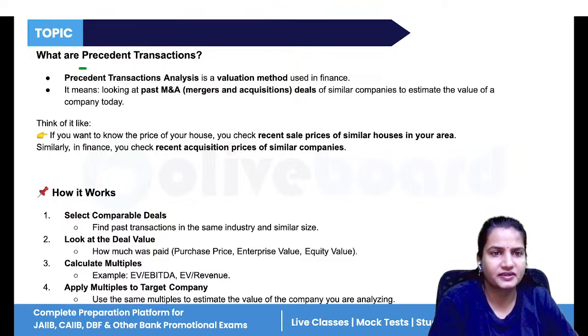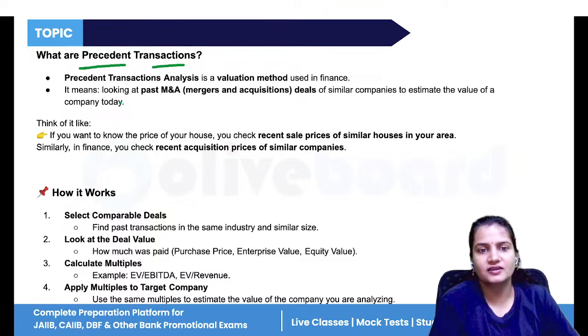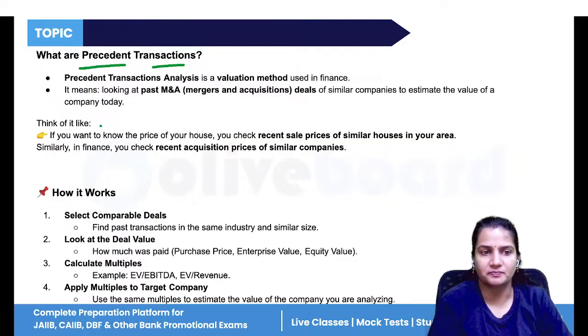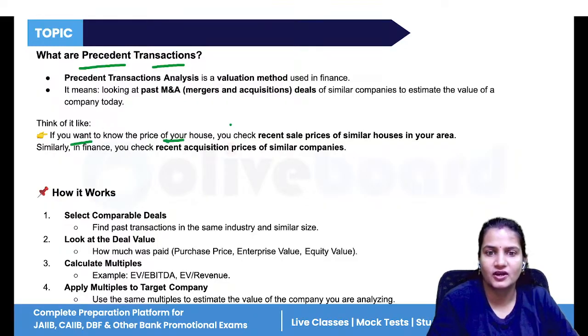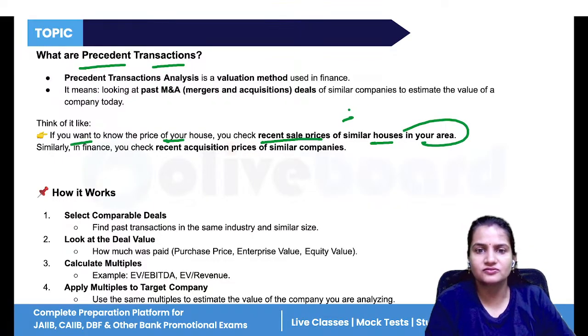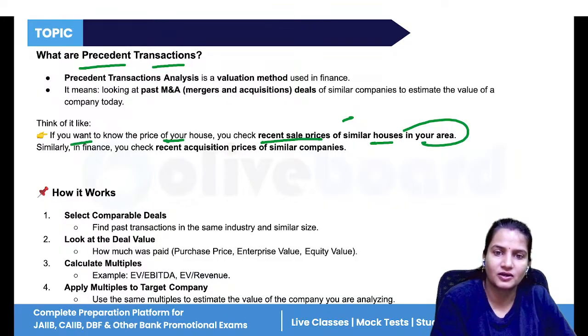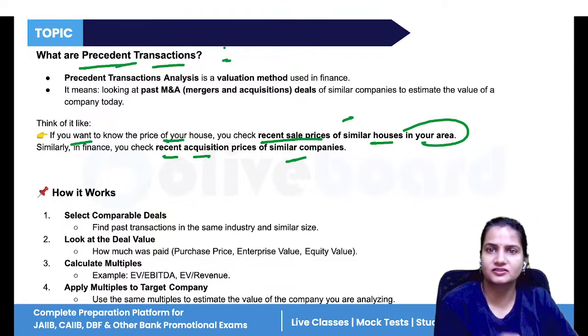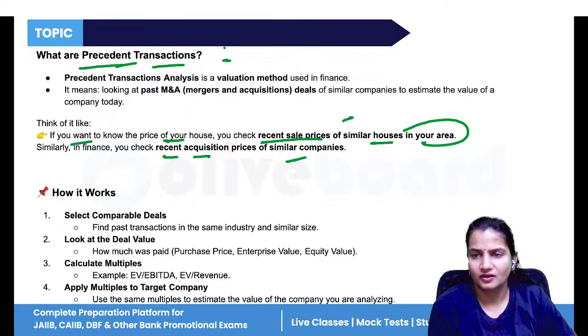Okay, so precedent transactions is what? It is the transactions done to know the actual value of your company while comparing the value of the competitor's company. Like if you want to know the price of your house, you can check the recent sale price of a similar house in your area. At whatever value your similar house is being sold, you can use that value for doing the valuation of your company. So you can check recent acquisition prices of similar companies. So precedent transaction means the previous transaction that took place in your society, in your location, and you can use that value for comparing your company.